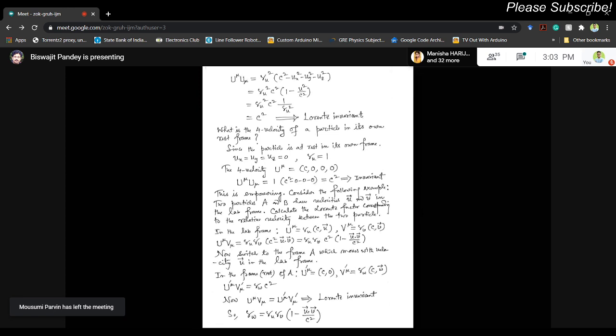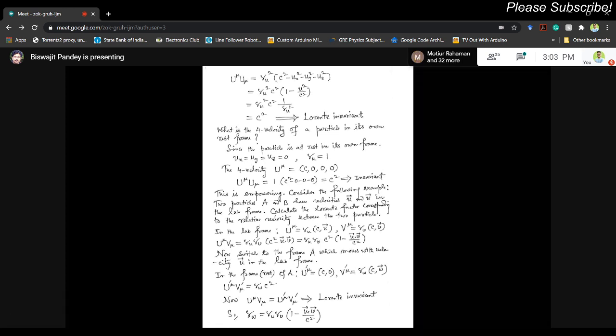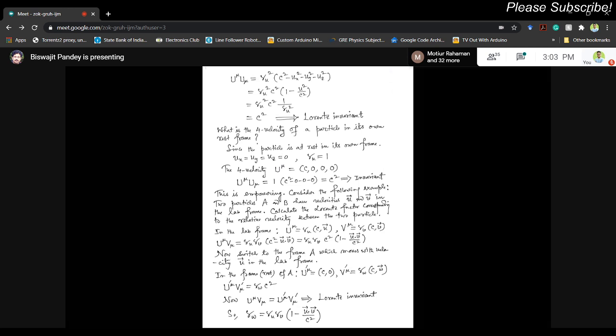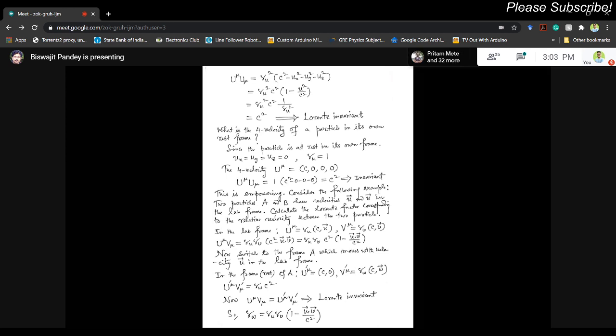Okay, how much time are we left with? Okay, we still have time. Fine. So this is the four-velocity. There are many other four-vectors. I will discuss them one by one because we will be needing these quantities in our further discussion. Okay. Any question up to this?